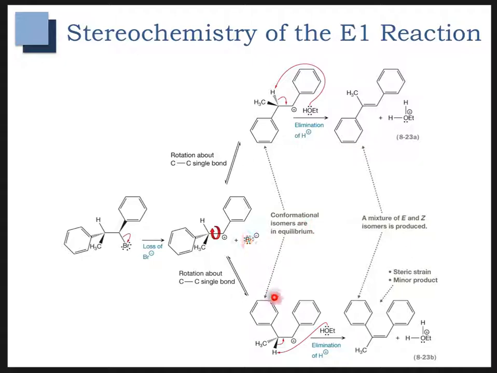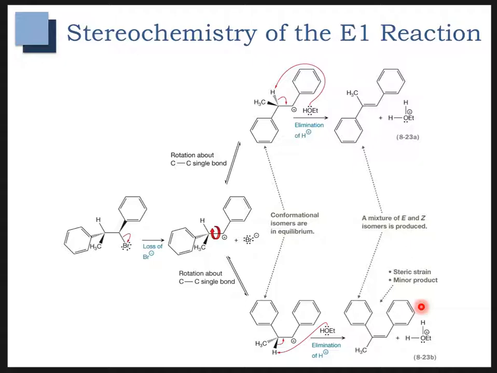But if you get a rotation first, and that's what's being shown here on the bottom, so the molecule rotates around a little bit, then the base comes in, pulls off the beta hydrogen, and electrons come down to form the alkene. So we have this product formed, right, that is different in terms of stereochemistry. If we're looking at the outcome of the reaction, you'll notice that there is a preference for this product up here versus this product down here.